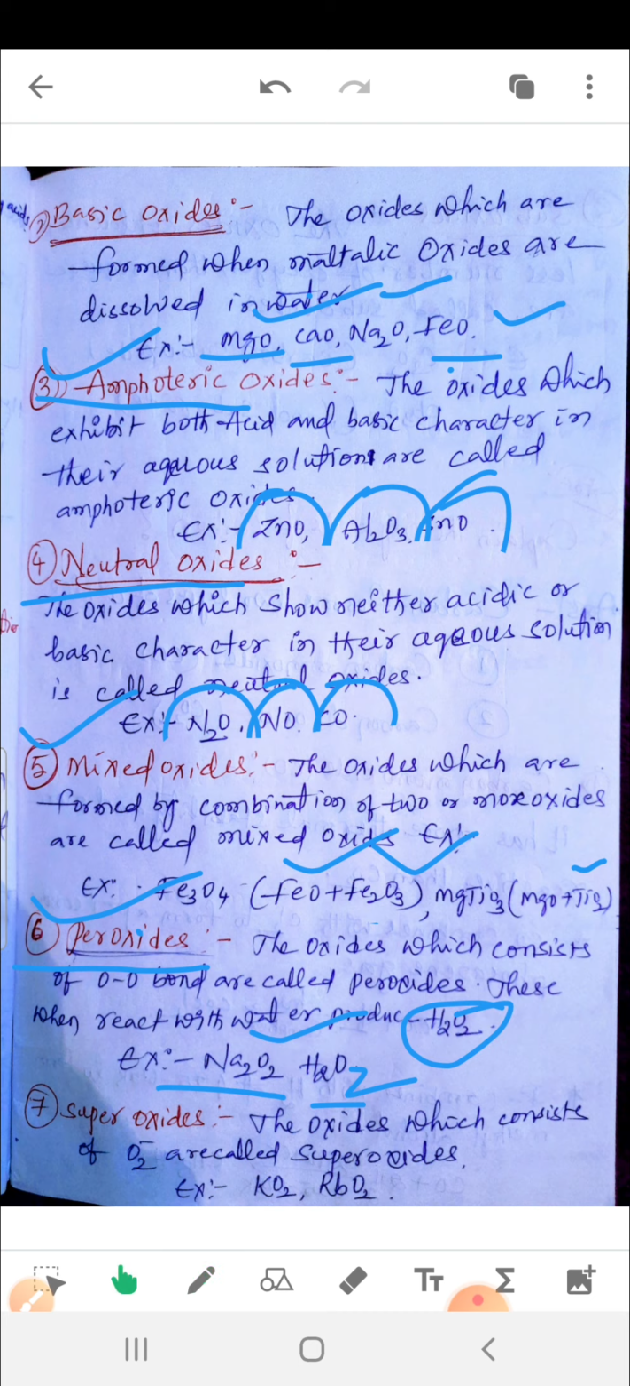The seventh one is the superoxides. The oxides which consist of O2 minus are called superoxides. That point is important. Potassium superoxide and rubidium superoxide are given here.